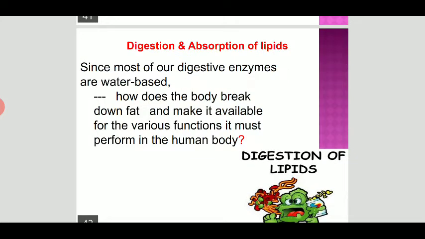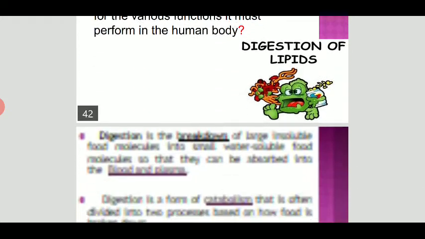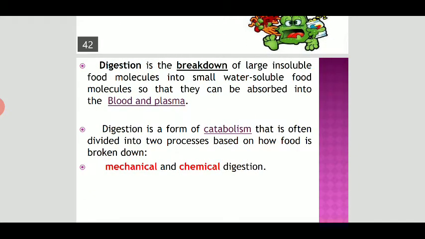Now, digestion and absorption of lipids. Since most of our digestive enzymes are water based, how does the body break down fat and make it available for the various functions it must perform in the human body? Digestion is the breakdown of large food molecules into small water soluble food molecules so that they can be absorbed into the bloodstream.